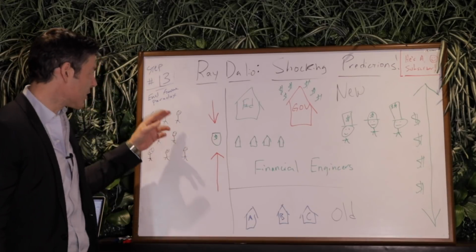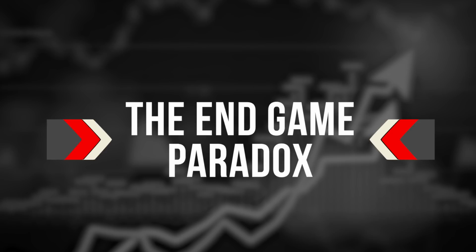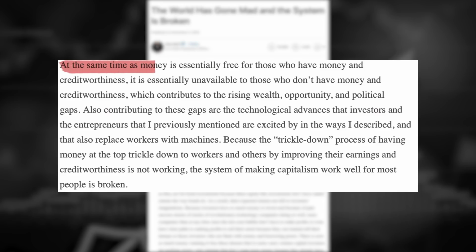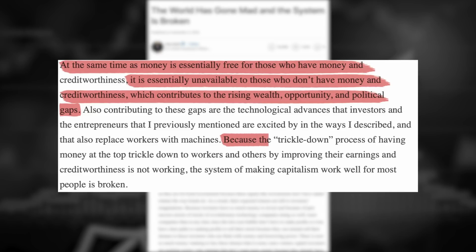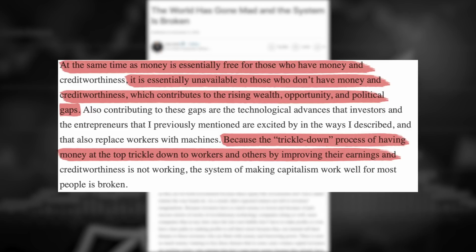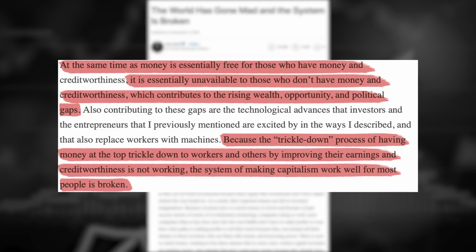Step number 13, the end game paradox. The paradox is at the same time money is essentially free for those who have access to that money, it is essentially unavailable to those who don't have money or credit worthiness, which contributes to the rising wealth, opportunity, and political gaps. Because the quote-unquote trickle-down process of having money at the top trickle down to the workers and others by improving their earnings and creditworthiness is not working. The system of making capitalism work well for the most people is broken.